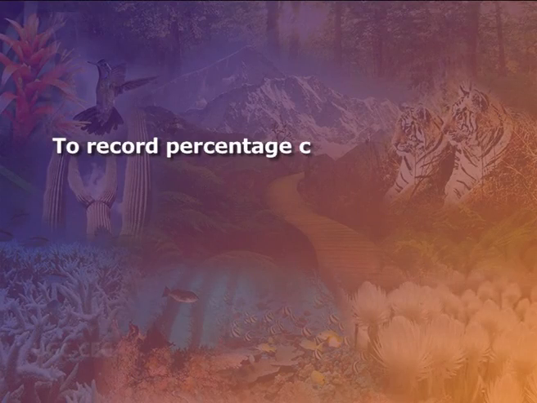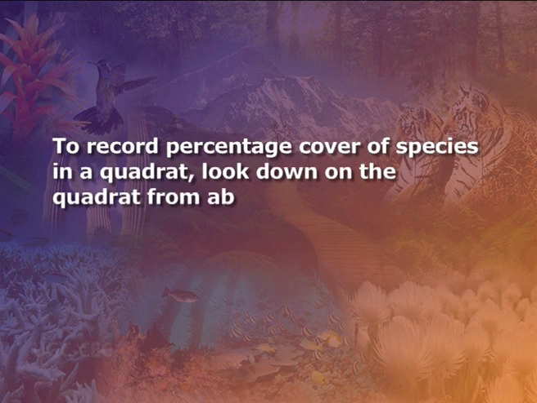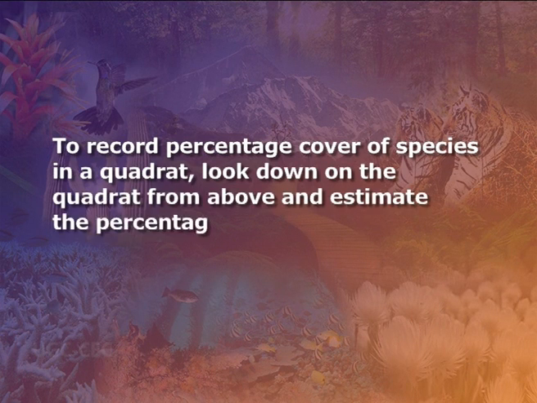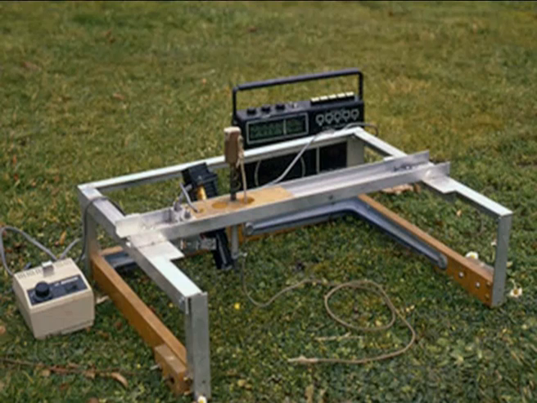To record percentage cover of species in a quadrate, look down on the quadrate from above and estimate the percentage cover occupied by each species. Species often overlap and there may be several different vertical layers. Percentage cover may therefore add up to well over 100% for any individual quadrate.